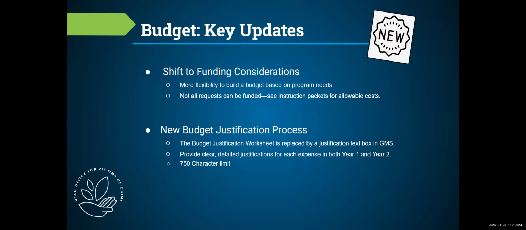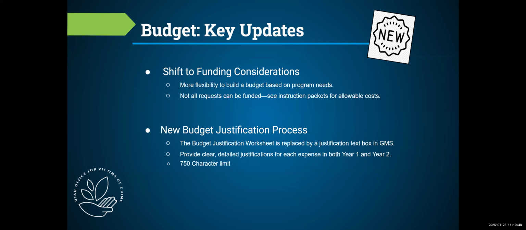Second, we've streamlined the budget justification process. In the past, you were required to fill out a budget justification worksheet, which was an Excel sheet, which could be time-consuming. This year, we've replaced that with a much simpler process: a justification text box directly in the GMS under each budget line item.